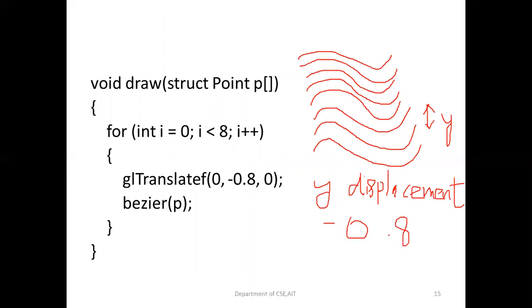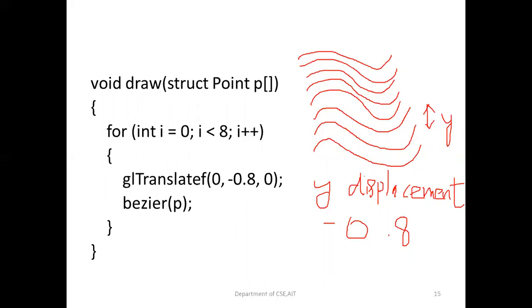The draw function is used for drawing the curves. And you can have a look at this particular function here. We are having the for loop running for 8 times. That means 8 curves will be drawn for every draw function. So when I'm using the GL translate, there's no change in the X and the Z, but there's a change in the Y value. That means in the Y value, one curve should come below another curve. That is why we are having the Y displacement as minus 0.8.